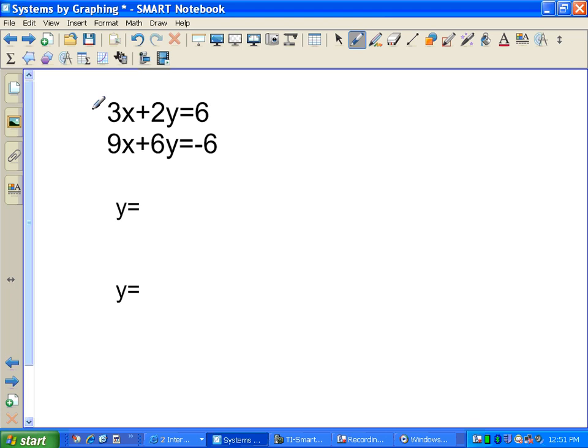So in order to graph these and look at them maybe with a little more detail, we're going to need to put them into slope-intercept form. Right now they're in standard form, so we're going to try to get them into slope-intercept form, and we just need to get y right here all by itself.